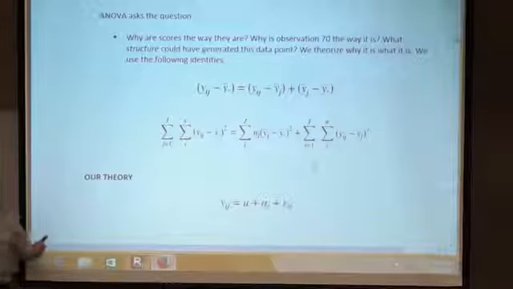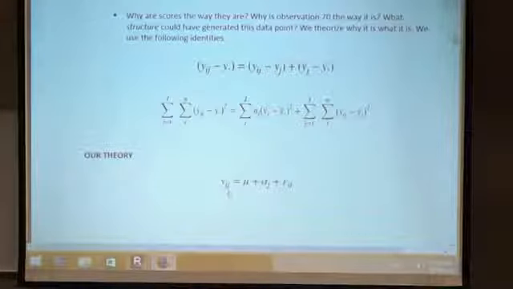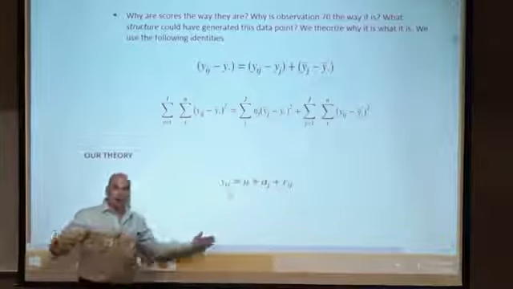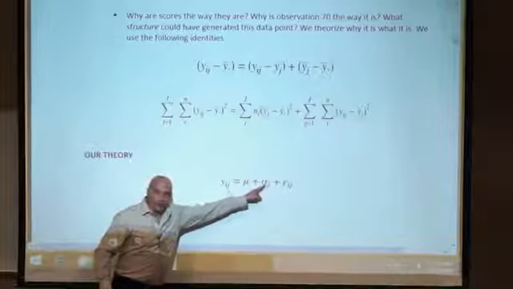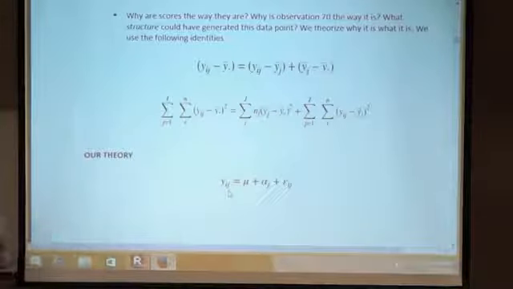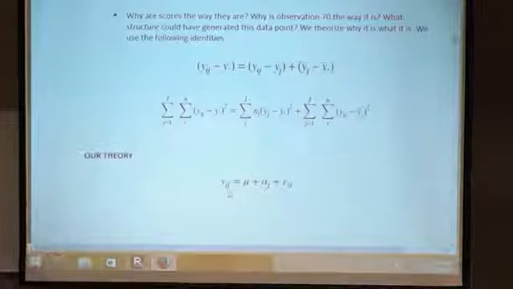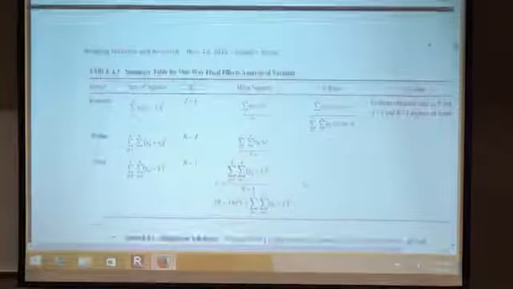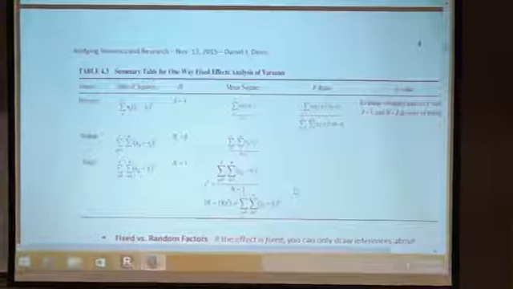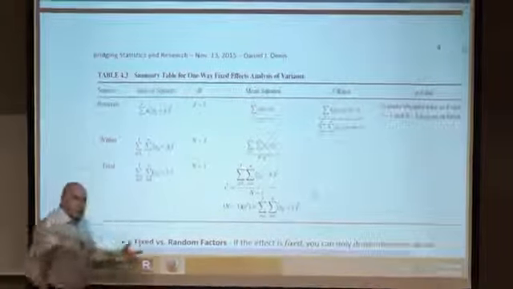There's the arithmetic of ANOVA, and our theory is that a given observation in a given group is equal to the grand mean, so the overall mean, plus the effect, there's my treatment effect of being in a particular group versus another group, plus the error component. Okay. So there's our ANOVA model, and there's the summary table for ANOVA. A couple comments on the summary table for ANOVA.